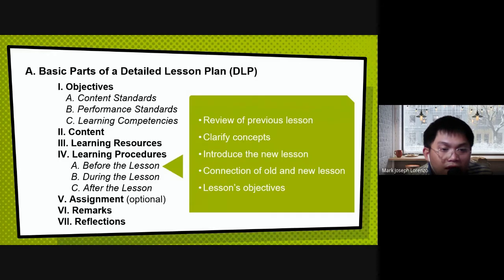So before the lesson, we can use the review of the previous lesson. We also establish the purpose of the lesson, present examples or instances in real context. It is the beginning of the lesson. We can use a start up, warm up, icebreakers, formative assessment, because we try to introduce the new lessons and connect this from the previous lesson.